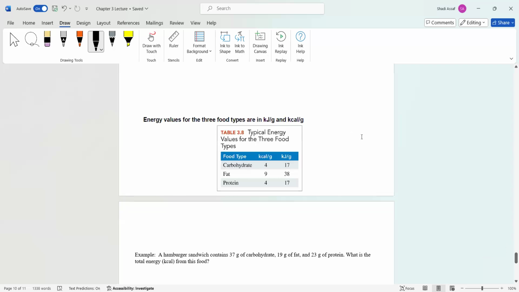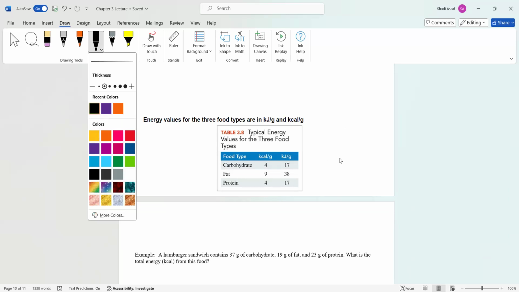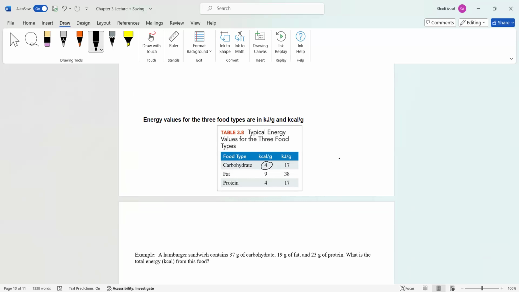The energy values for the three food types: for every gram of carbohydrate, you have 4 calories. For every gram of fat, you have 9 calories. And for every gram of protein, you have 4 calories. So proteins and carbohydrates have the same number of calories per 1 gram, but fats are more than double, because they have lots and lots of energy stored in them.